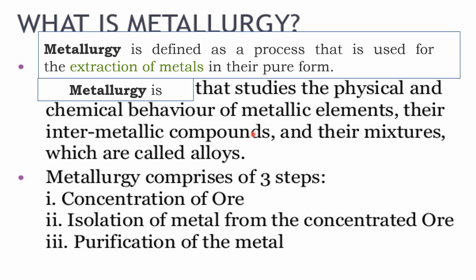The extraction of metals or metallurgy comprises of three different headings. One is the concentration of the ore. Second is the isolation of the metal from the concentrated ore. And third is the purification of the metal. So for the extraction of any metal, these three processes are carried out one by one. This is the whole process actually happening in metallurgical process.